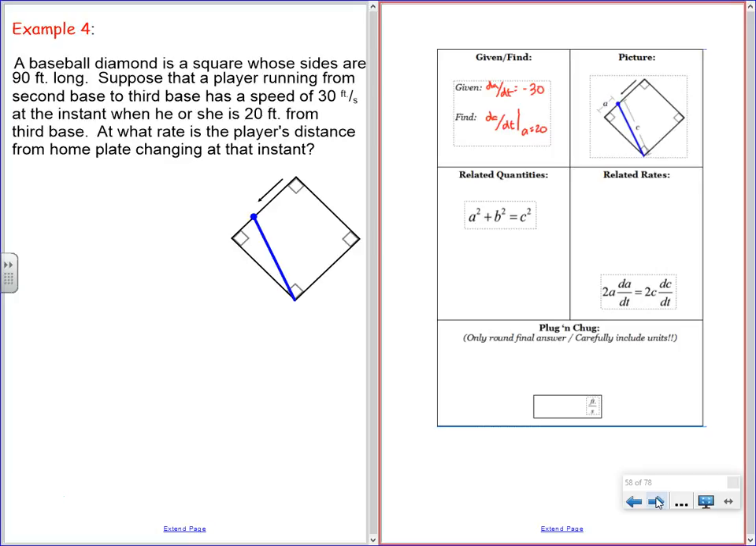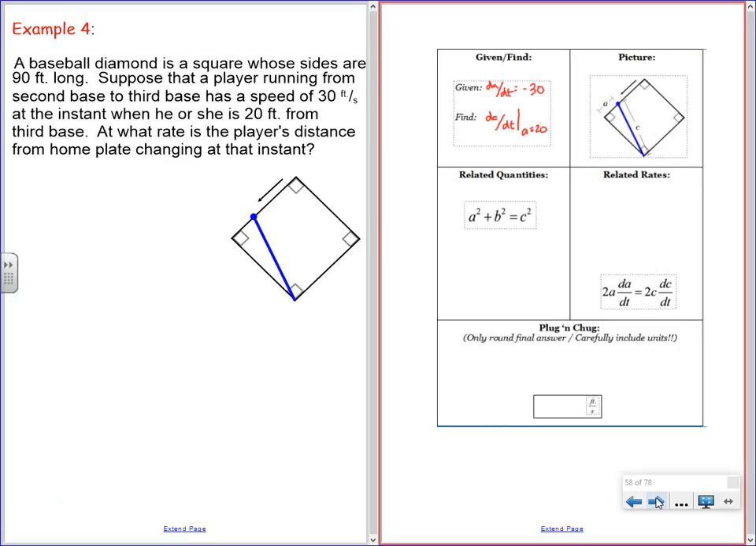Question, if 30 is the rate at which this dude is running, why am I labeling dA dt as 30 and with a negative sign? It's shrinking at the same time. Because as the guy runs, this one is getting longer at a rate of 30, but this one's getting shorter at a rate of 30. His distance to third. Brandon, focus.